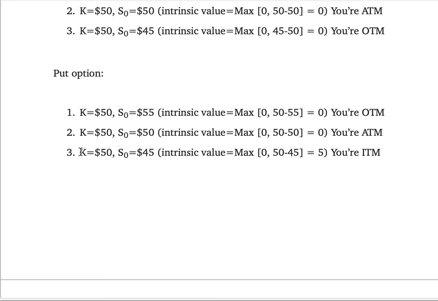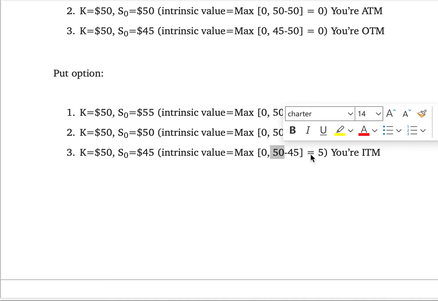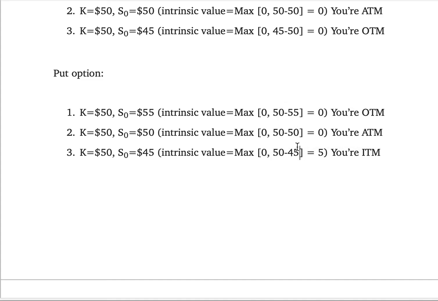Last example for the put option. The strike price is once again 50, and the stock price is 45. Intrinsic value is the maximum between 0 and 50 minus 45. Well, I have a positive number this time, and that positive number is 5. Which number is higher between 0 and 5? 5 is the higher number. Therefore, my intrinsic value is 5, and I'm also ITM. I'm in the money.